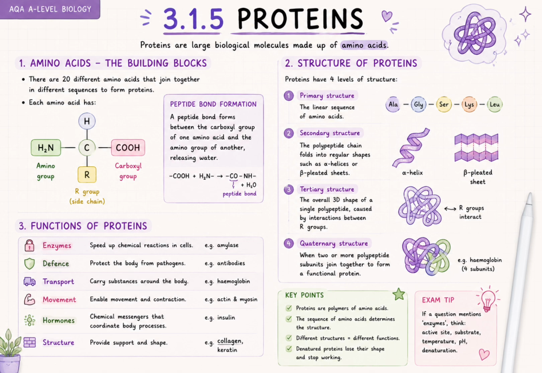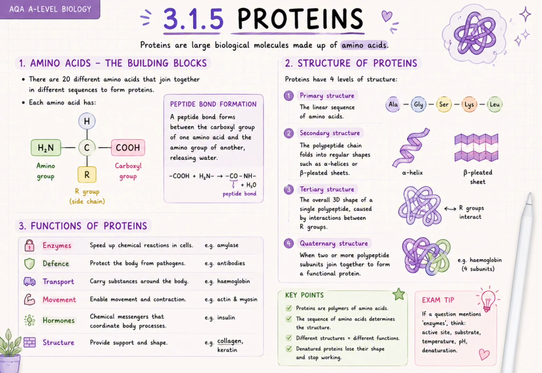The precise shape of a protein directly influences what it can do. Proteins, therefore, carry out a huge variety of functions within organisms. Some proteins act as enzymes, catalyzing biochemical reactions. Others provide structural support, such as collagen and keratin. Transport proteins like hemoglobin carry substances throughout the body. Proteins are also involved in movement through actin and myosin, hormonal signaling through molecules like insulin, and immune defense through antibodies.